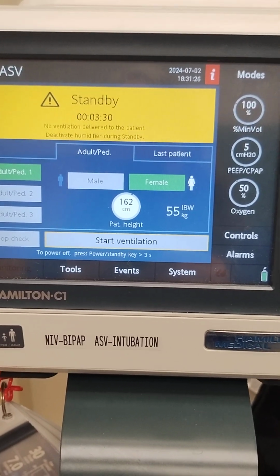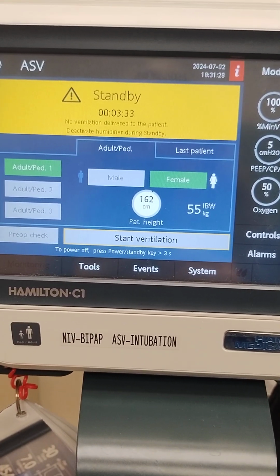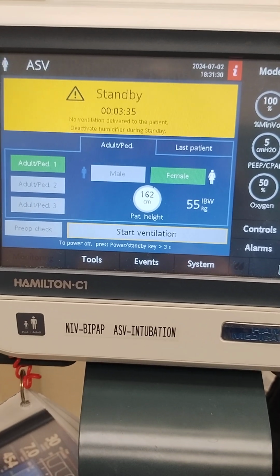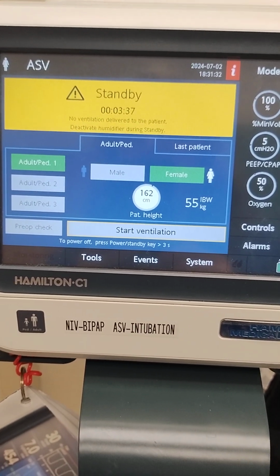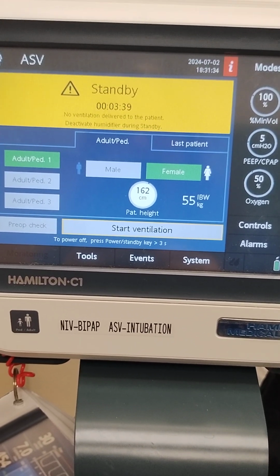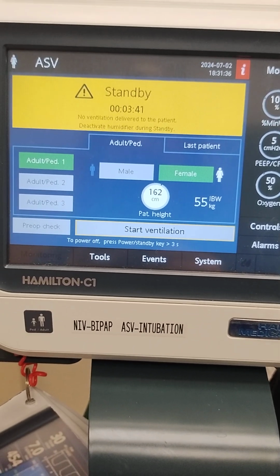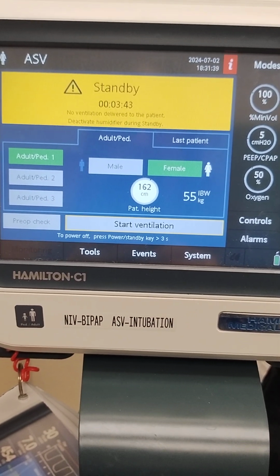Hi, it's Emily from Respiratory Care, and we talked about the adaptive support ventilation for the intubated patient. Now we're going to talk about using the Hamilton C-1 for non-invasive ventilation.